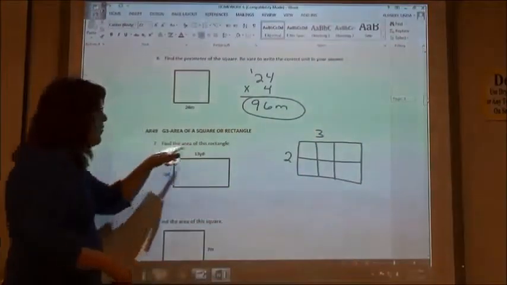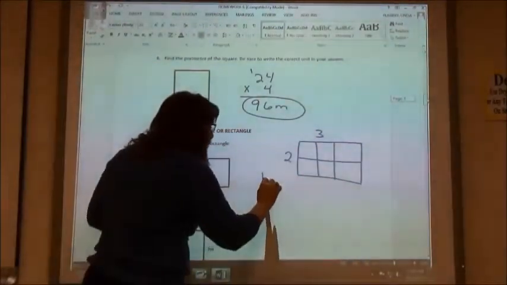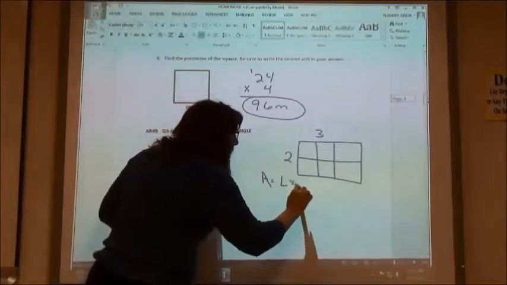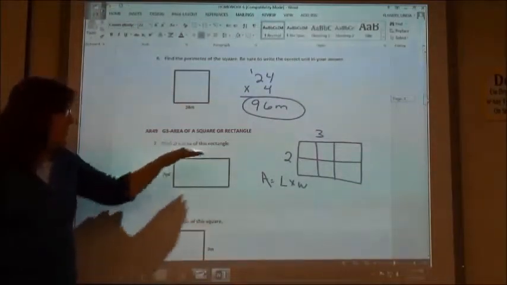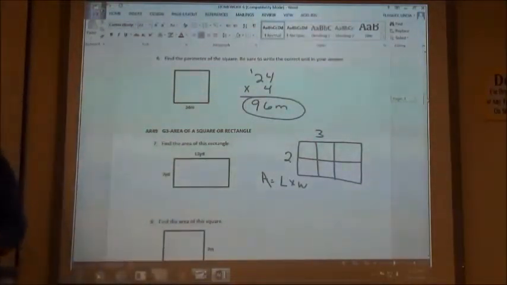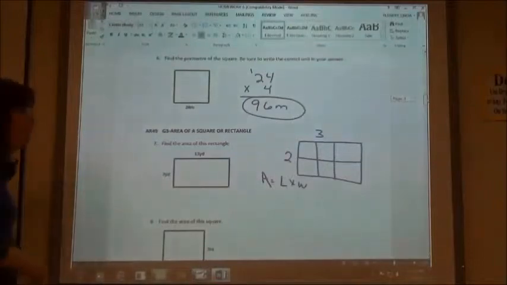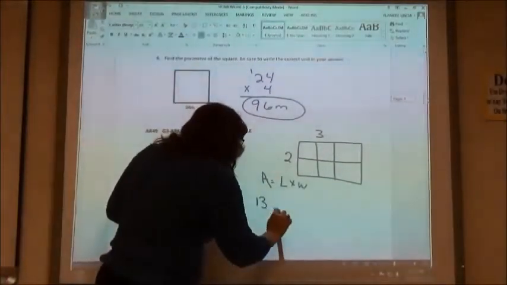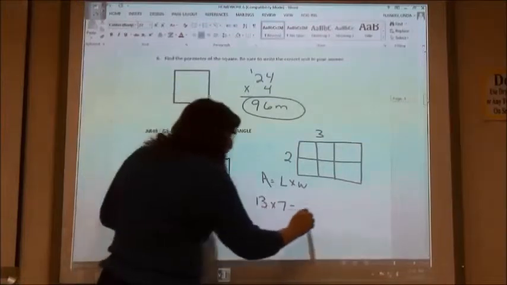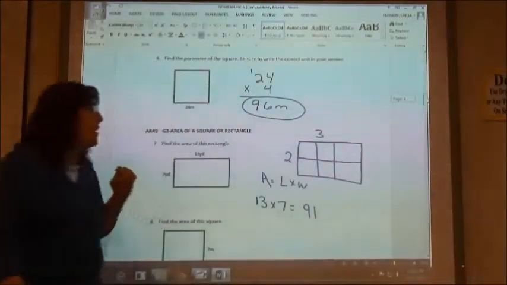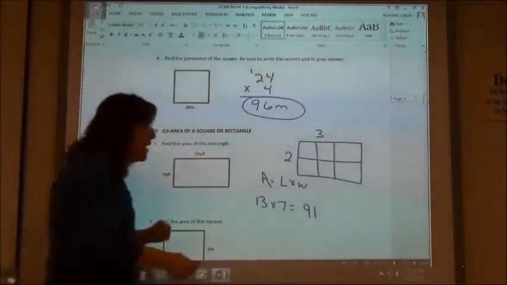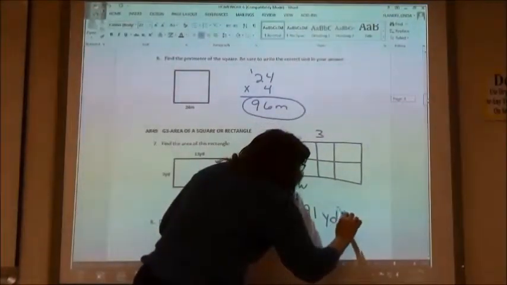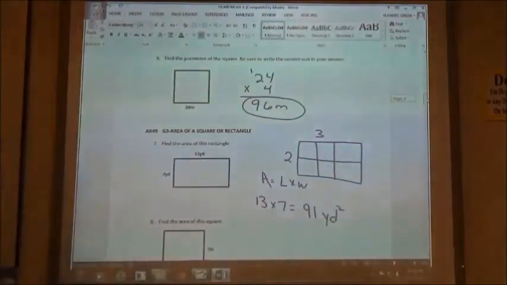So they're going to tell you for a rectangle, to find my area, I'm going to do the length times the width. If I made 13 columns and 7 rows, I just have to do 13 times 7 in order to figure out what the area is. So if I take 13 times 7, I get what? 91. Now when I do my label, it's going to be in square units because I'm talking about how many squares. So I'm going to say yards to the second power, or yards squared. So 91 yards squared would be my answer.